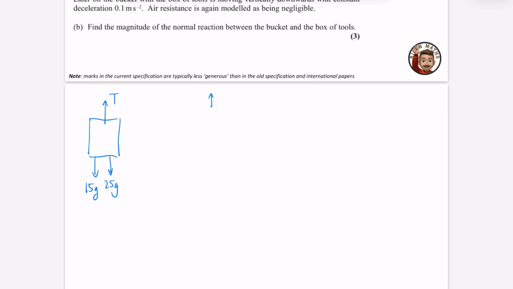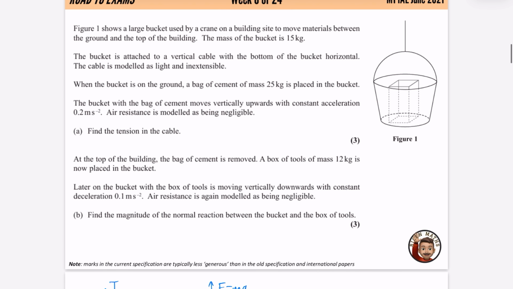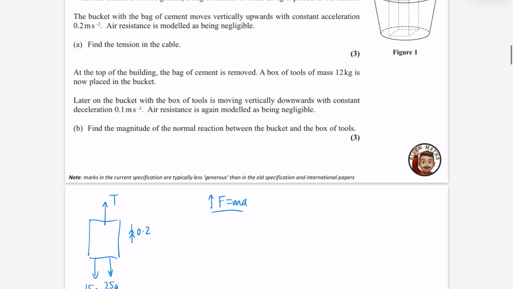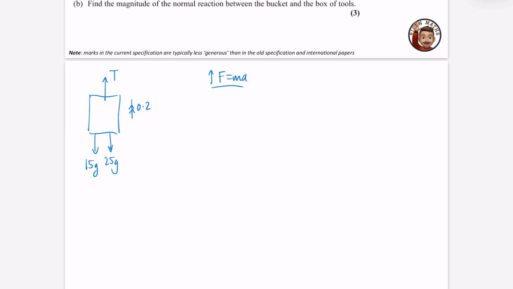Now it's moving upwards, so when I do F equals ma, I always do F equals ma in the direction that it's moving in, and it said that it was accelerating at 0.2 meters per second squared. That was just written at this part. I don't think there's anything else that we've missed in this question. It's just moving up, and I don't think we need to think about anything to do with normal reactions. We're almost imagining that the cement and the bucket have merged into one single object, okay?